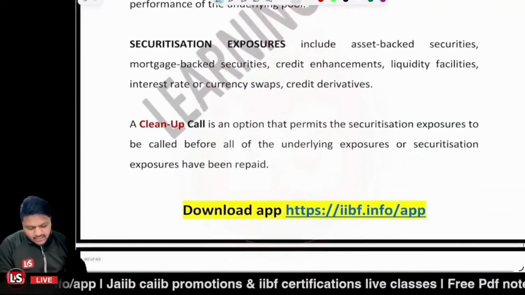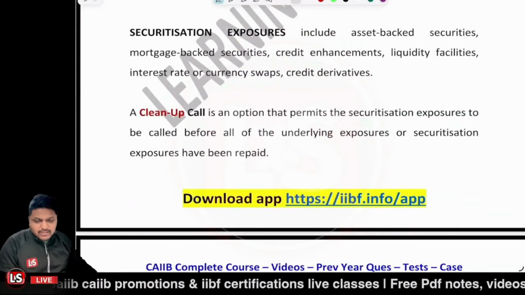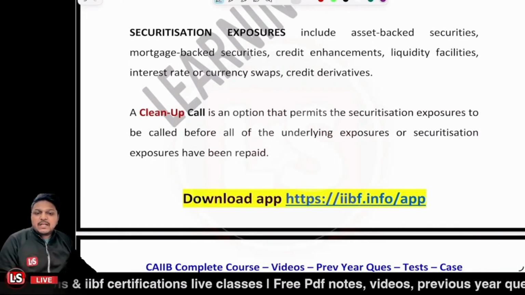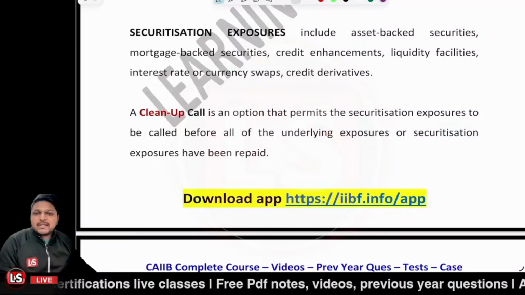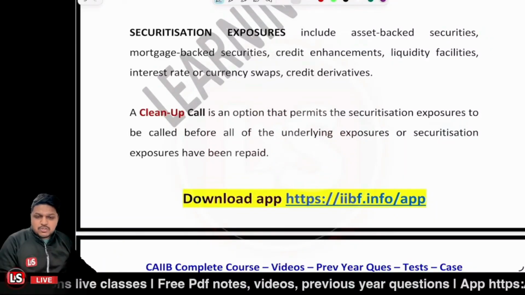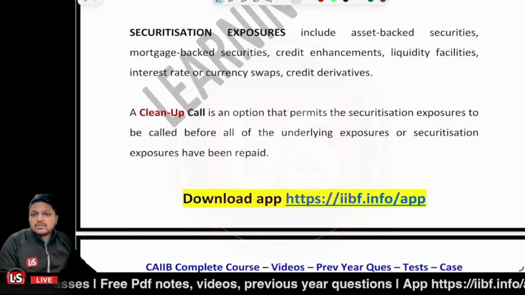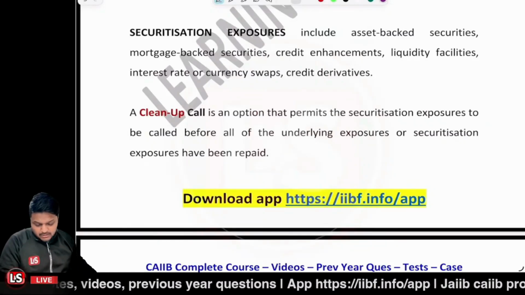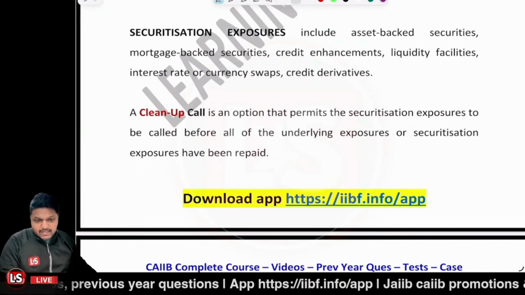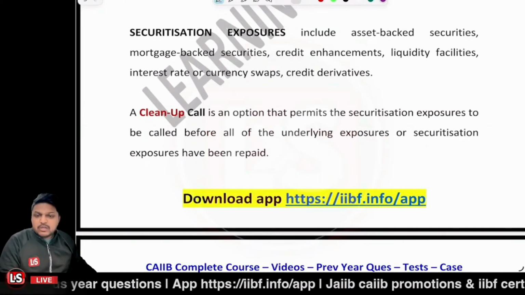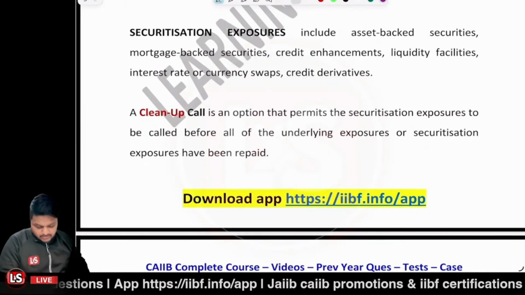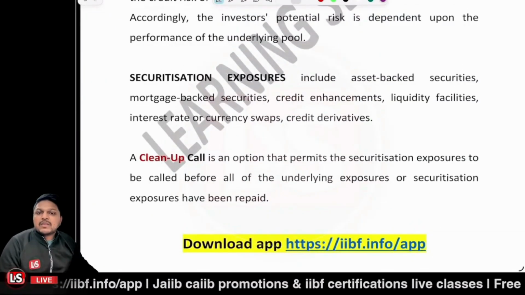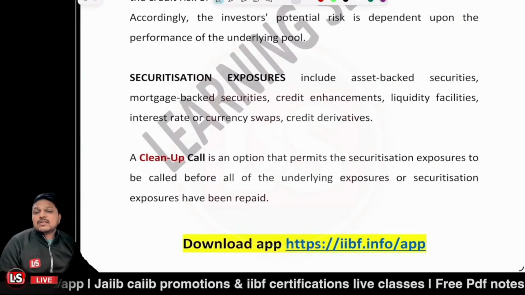Further after that, it's related to the securitization exposures. Now, what is securitization exposure? We are going to learn about three points over here. One, the securitization exposure. The other one, the cleanup call. And the third one, the credit enhancement. The first one is securitization exposure.